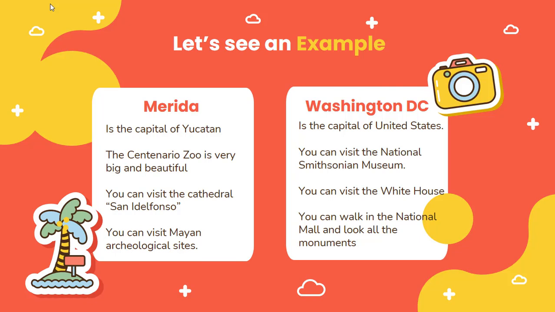Something like that you are going to do in your notebook. Algo como esto es lo que tú harás en tu notebook. ¿Okay? Te vuelvo a repetir. You need to choose 2 places. Hay que elegir 2 lugares. Y sobre esos 2 lugares tienes que escribir al menos 3 sentences, 3 enunciados de cada city o de cada lugar. ¿Okay?